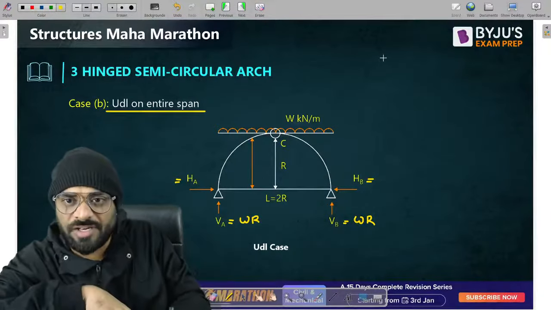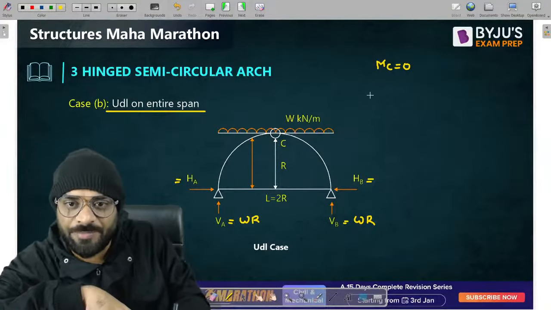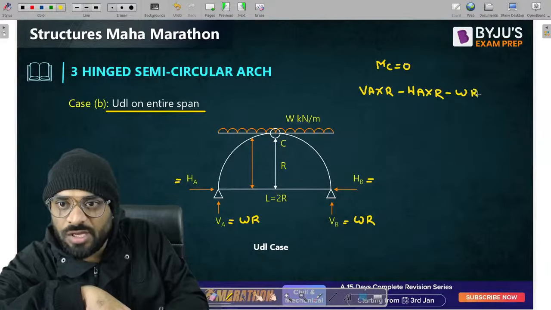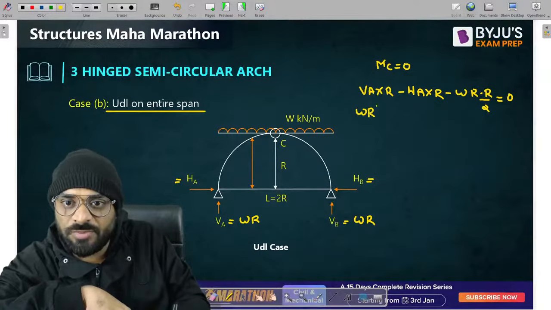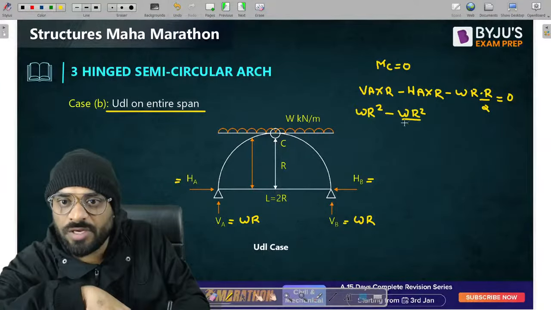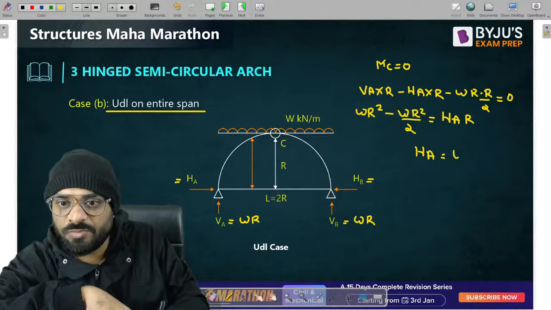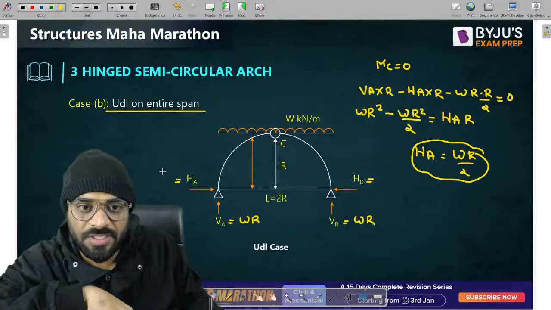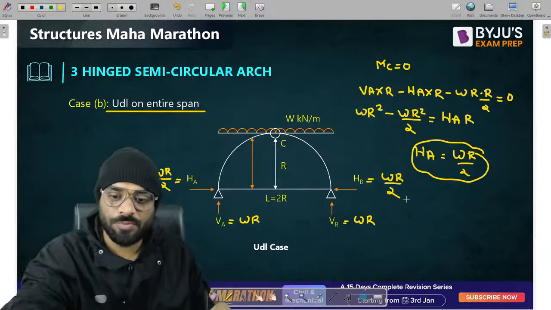What you have to do, let me write it down. Moment at C is equal to 0, right? Either from the left side or right side. We have to write VA into R minus HA into R minus W into R by 2, it's equal to 0. So VA is WR, so it will be WR square minus WR square by 2 is equal to HA into R. So HA is equal to how much? It should be WR by 2. WR by 2. So please remember these values also. WR by 2, this one is also WR by 2.